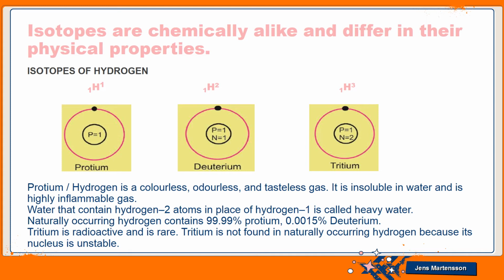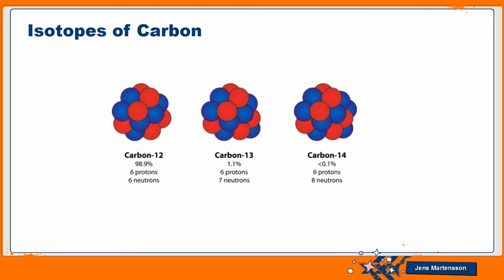Naturally occurring hydrogen contains 99.99% protium and 0.0015% deuterium. The third isotope of hydrogen is tritium. It is radioactive and very rare, and it is not found in naturally occurring hydrogen because its nucleus is unstable. Here you can see the isotopes of carbon.